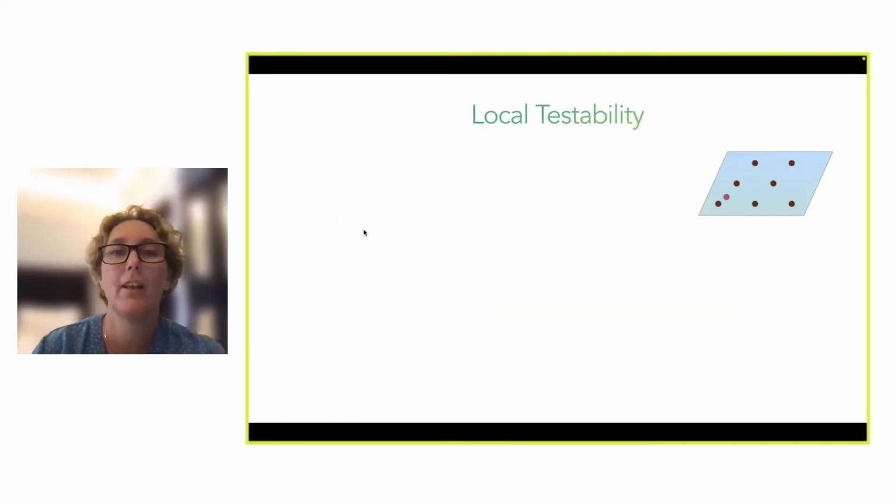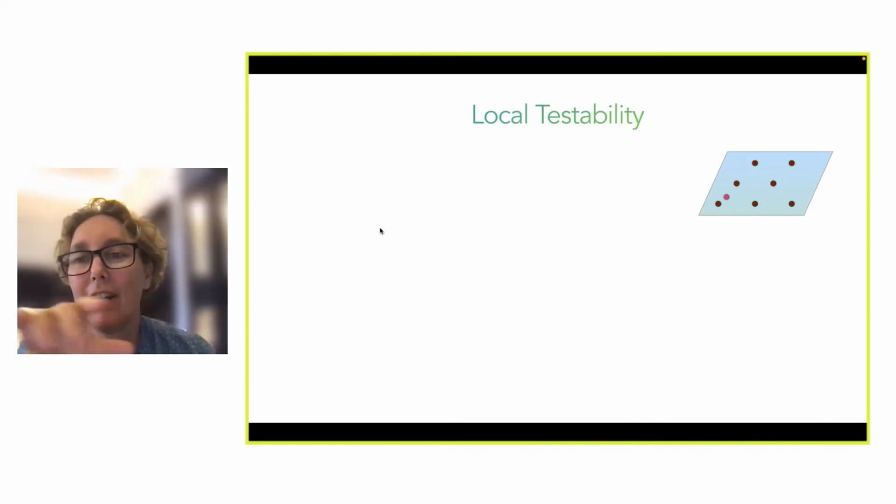So this is error correcting codes. What is a locally testable code? So here in this picture, you see the code.